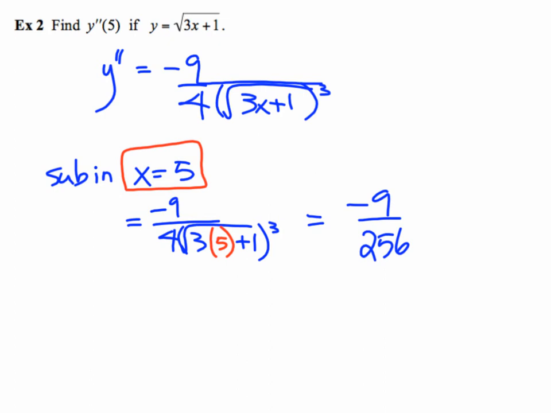Negative 9 is the only thing in the numerator. And in the denominator, I have 4 times the square root of 15 plus 1. Well, 15 plus 1 is 16. The square root of 16 is 4. 4 cubed times 4 again equals 256 in the denominator. So the answer of y double prime, substituting in 5, is negative 9 over 256.